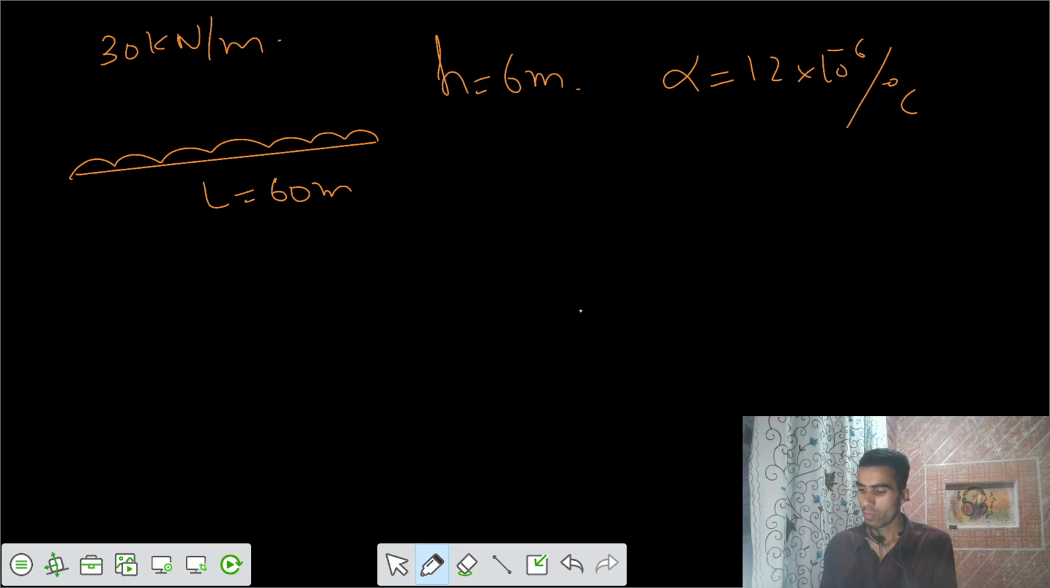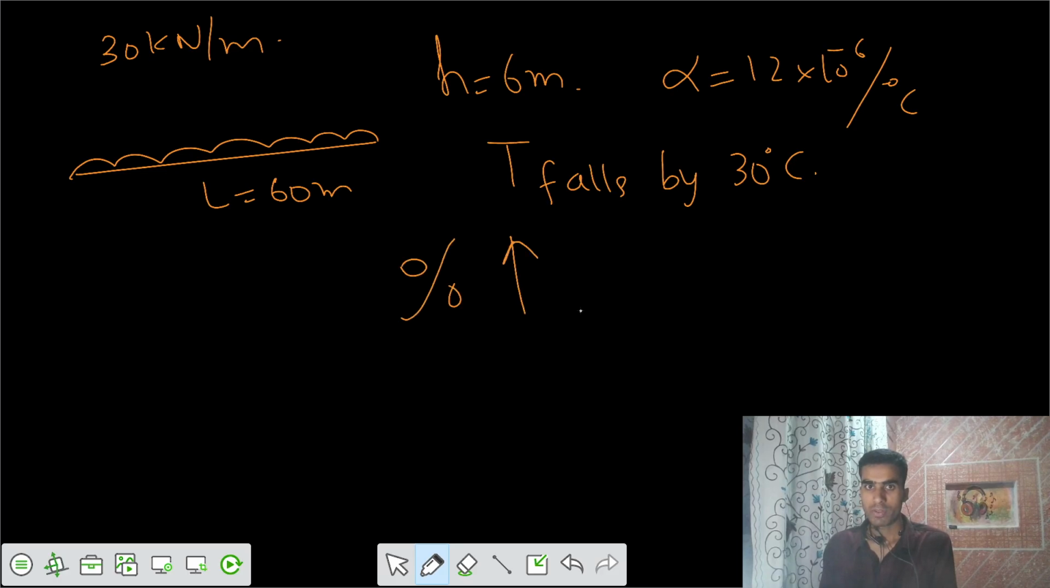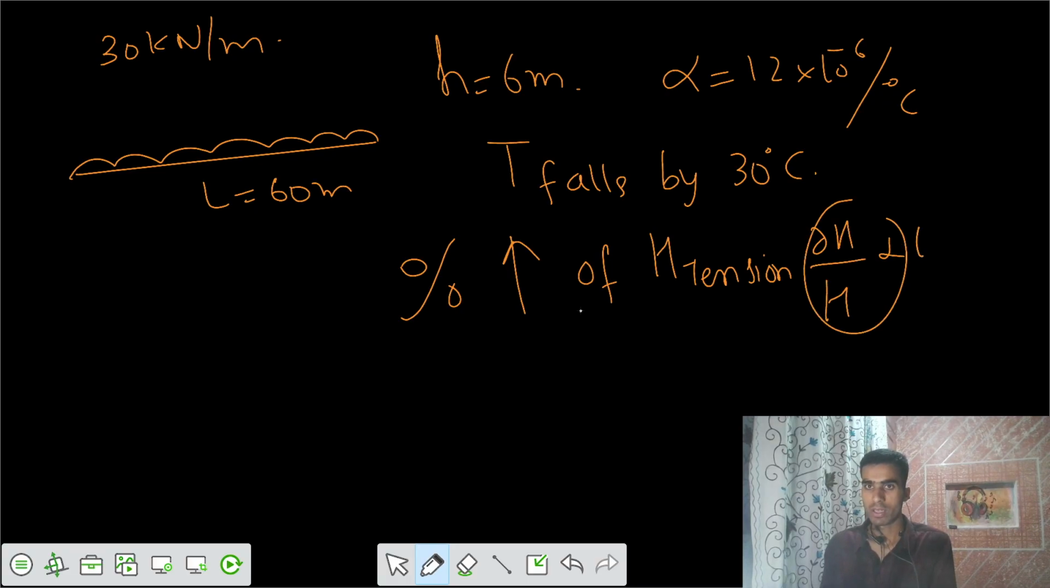And what we need to get, it's saying that temperature falls by 30 degrees. Now we need to get the percentage increase of horizontal tension. That means percentage horizontal tension, dou H by H into 100. You have to solve this percentage increase of horizontal tension.